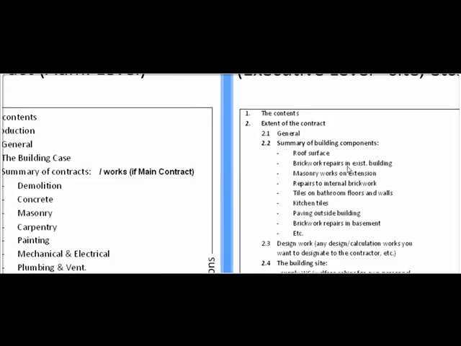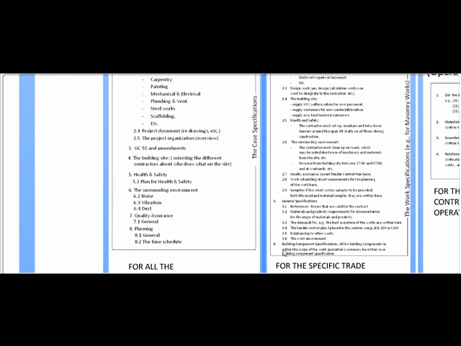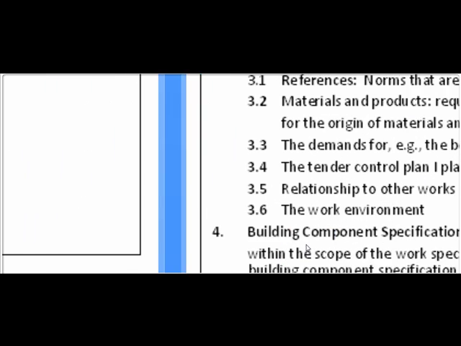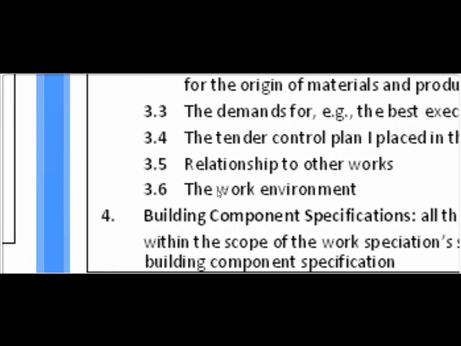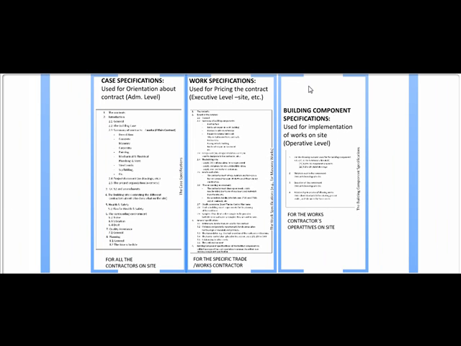The building component specification is part of the work specification. It is chapter 4 in the work specification. So each building component is specified in chapter 4 of the work specification. And this is what comes over in the next specifications, the work specifications.